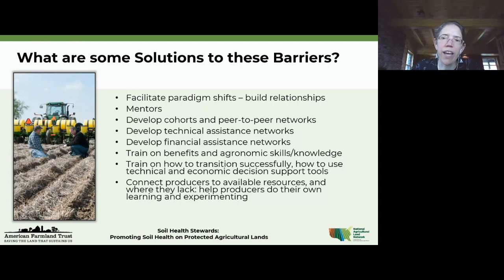So building the kinds of relationships, building the kinds of networks, cohorts, peer-to-peer networks, mentoring networks that help producers have the community to go to when they run into issues, where they can source ideas, where they can go see somebody's farm that's similar enough to theirs to see that it actually works. That can be a really big help. And developing financial assistance networks, helping farmers get access to all the different resources that are out there, providing farmers access to training so that they can transition successfully, connecting producers to all the various resources that are out there. These are some of the solutions, and we could talk about those for a long time, but I will move on.